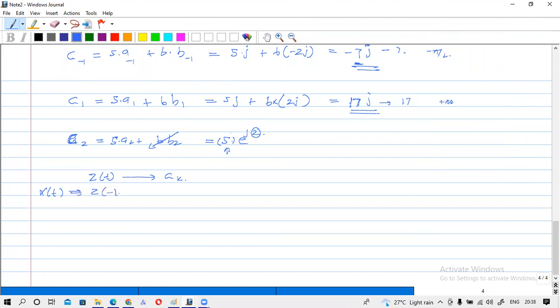So you can use the time reversal property here. Using the time reversal property, the coefficients of z minus t will be a minus k. So here we have ak and here a minus k. So we have to find the a minus k.